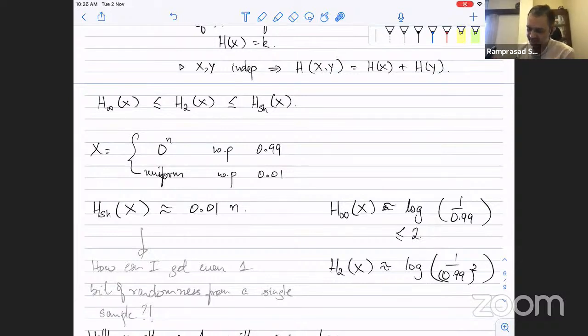So what we'll instead be doing is working with these two, and in fact, we will mostly be working with min entropy. Okay, are there any questions so far?